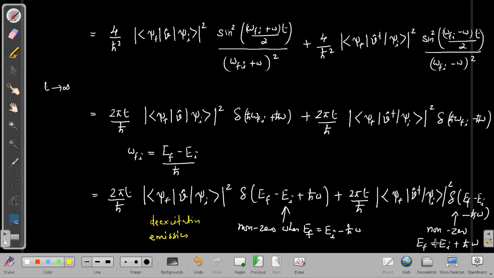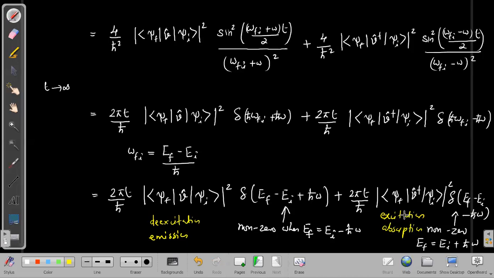And what about here? Here the final energy must be greater than the initial energy by H cross omega. So this term corresponds to excitation, or I can also write absorption. So the energy would be absorbed from outside.